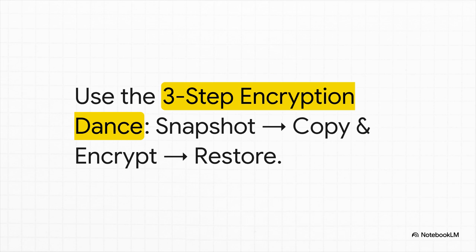And if you said the three-step encryption dance, you are absolutely correct. You create a snapshot, you copy that snapshot while enabling encryption, and then you restore from that newly encrypted snapshot. It's a procedural answer, and knowing those specific steps is what they're testing for.